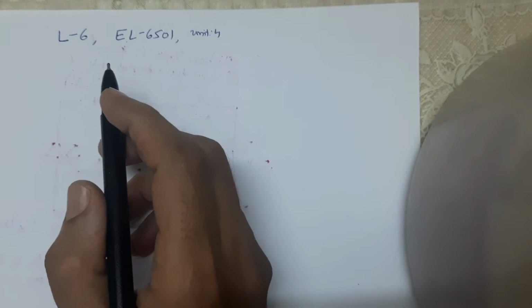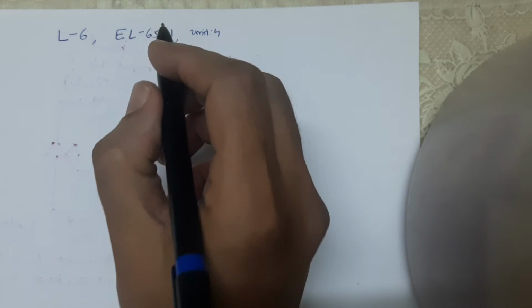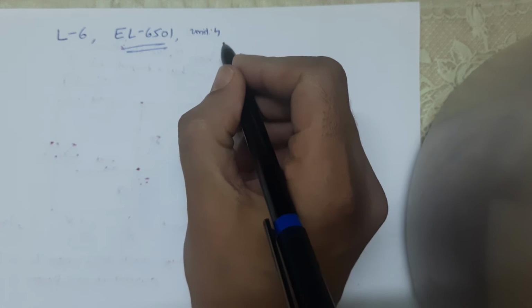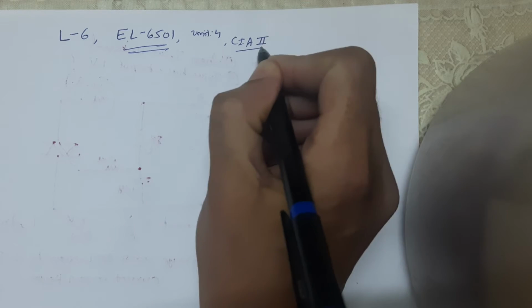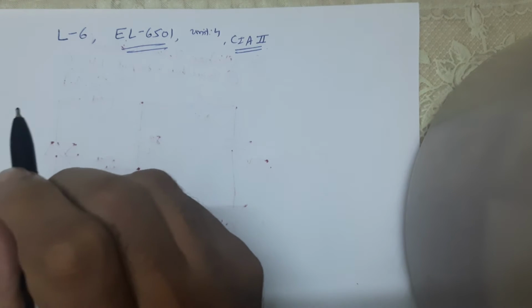This is lecture 6, paper EL 6501, unit 4, for CIA 2 examination point of view.